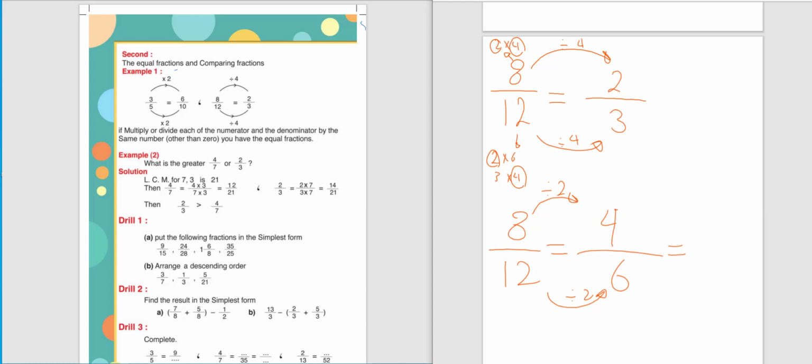4 and 6, we can divide it, right or wrong? Right. We can divide 4 and 6 by 2. 4 divided 2 equal 2, and 6 divided 2 equal 3. 2 and 3, we can divide the 2 and 3 by any number other than 1 and itself? No, because 2 divided 2 equal 1.